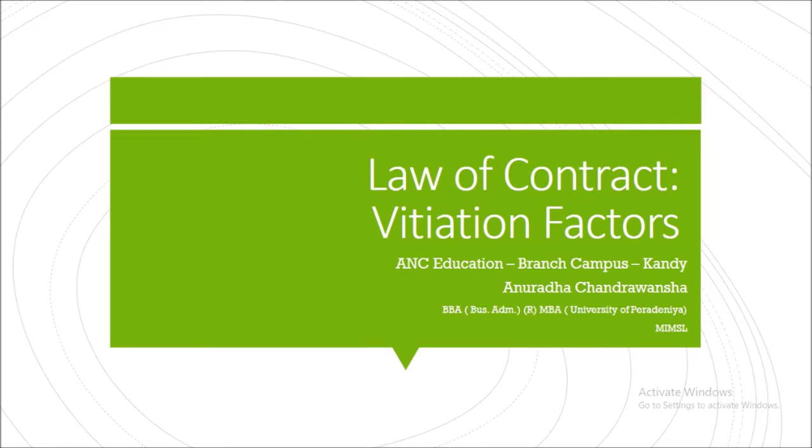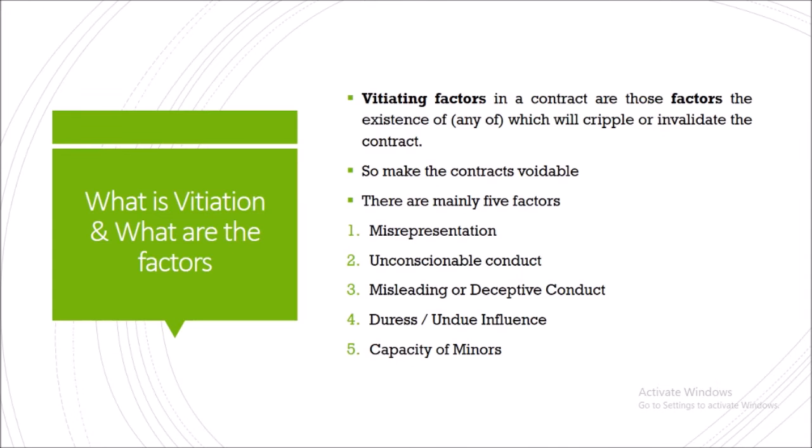So welcome back to the business law lesson, and today the topic is to discuss the vitiation factors. What do you mean by the vitiation factors? Under the law of contract, we say vitiation factors in a contract are those factors, the existence of which will cripple or invalidate the contract. So it's clear that through these vitiation factors a contract will be invalidated, or let's say they make the contracts voidable.